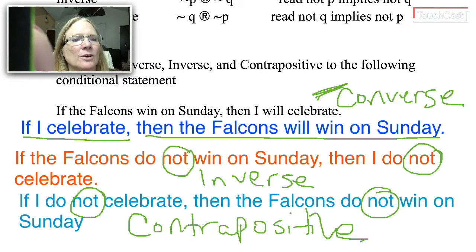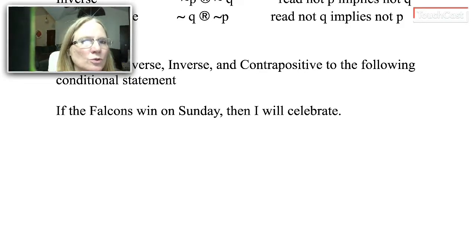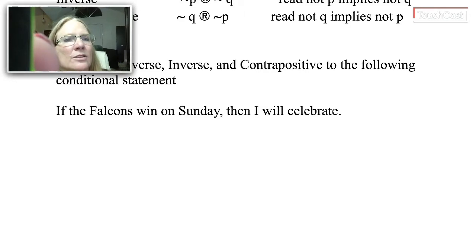Okay, I want you to try and write a couple of your own. That's going to be your assignment. You're just going to write two conditional statements, two different ones, and then write the converse, inverse, and contrapositive for each. But let me again state those rules.